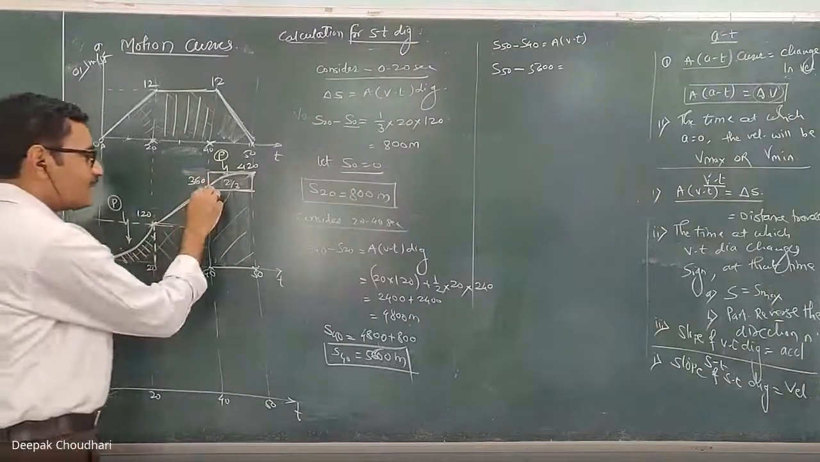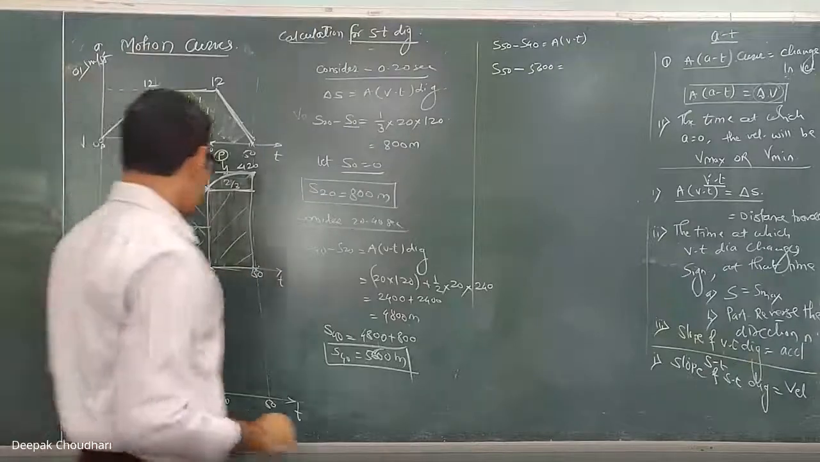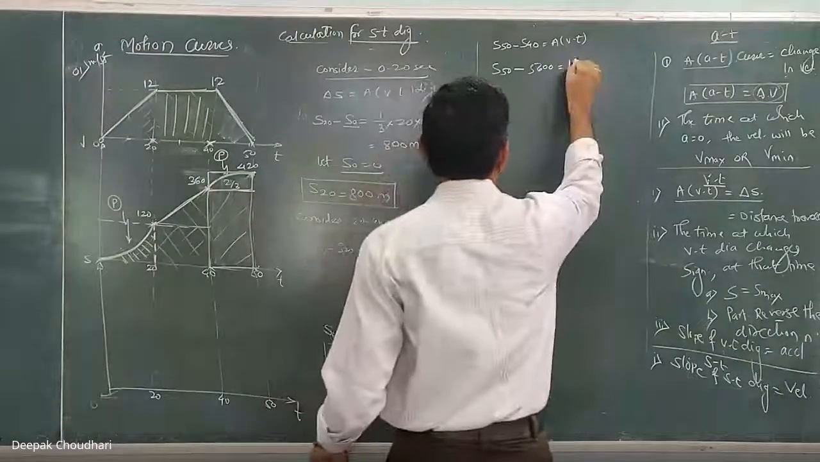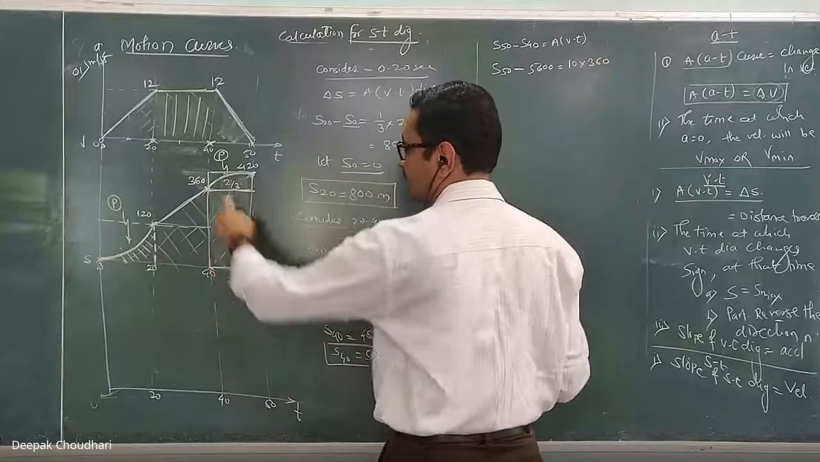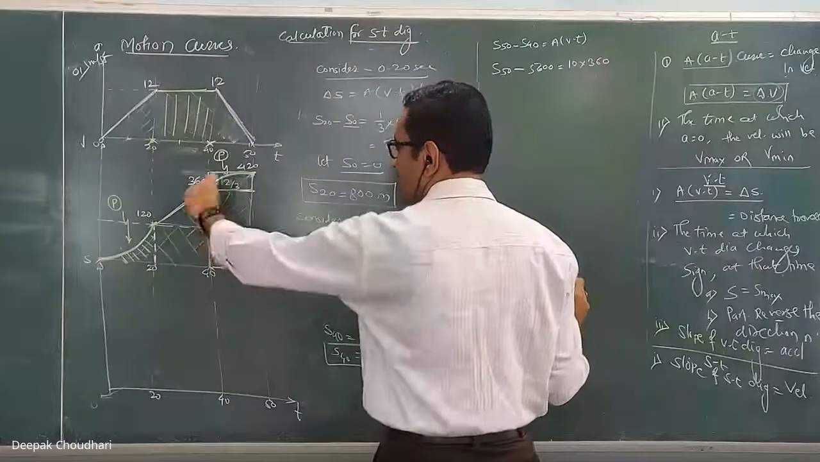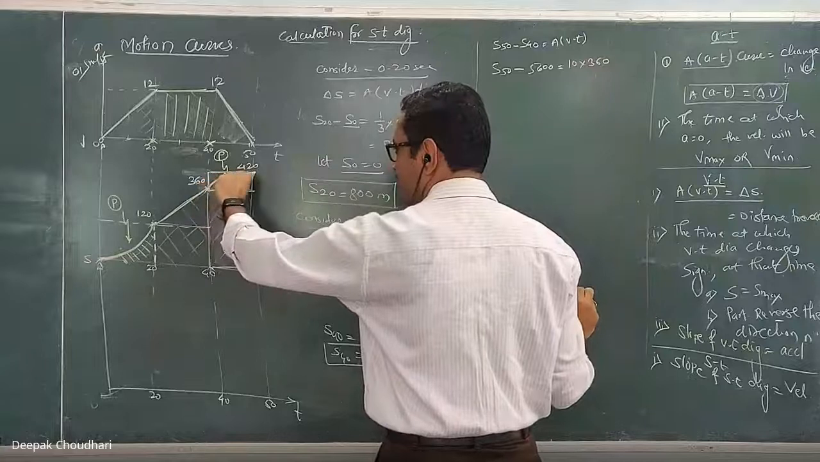So let's first calculate the area of this bigger rectangle. How much is that? 10 into 360. Base is 10 and height is 360. So it becomes the area of this rectangle, plus how are you going to calculate this smaller area under this curve?